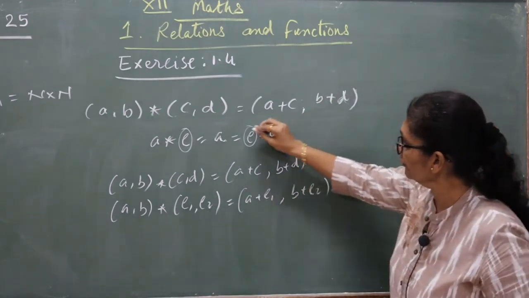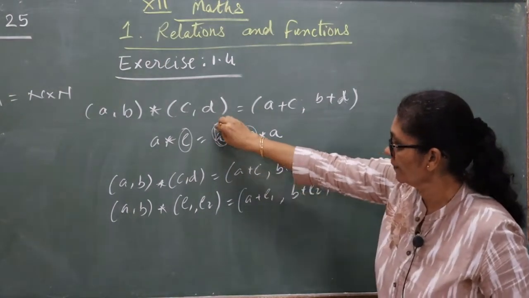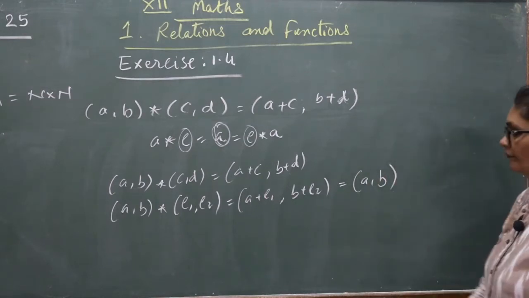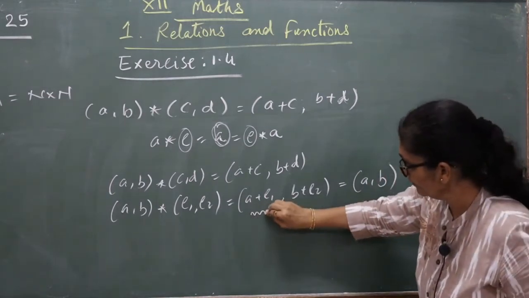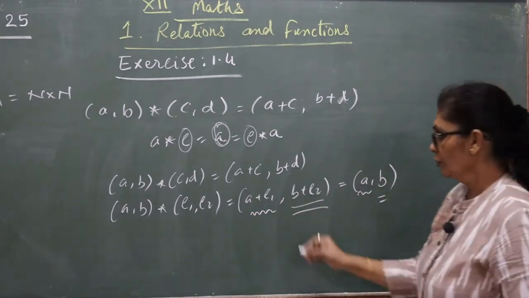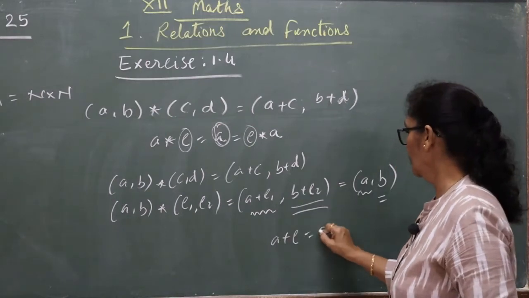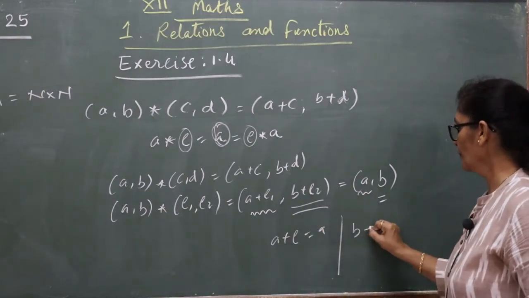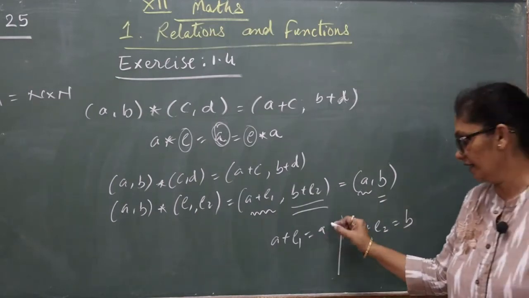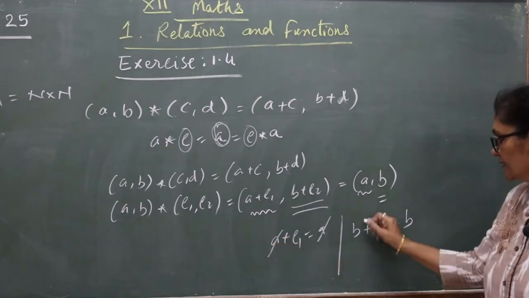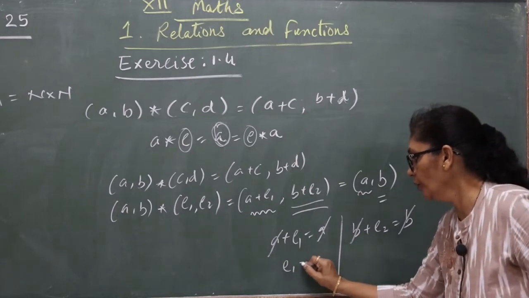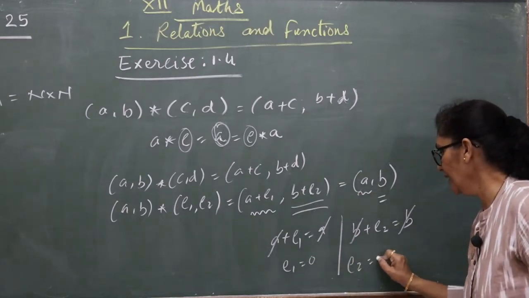But what is the condition for the identity element? It's equal to A. A means what? Our (A, B). So here we can take it equal to (A, B). Now what is our condition? First is compared with first, second with second. So what can you compare? A + E1 = A, and secondly B + E2 = B. I have written E1, E2, so for our convenience we write that only. From both sides A and A cancel, B and B cancel. What do you get? E1 is 0 and secondly E2 is also 0.